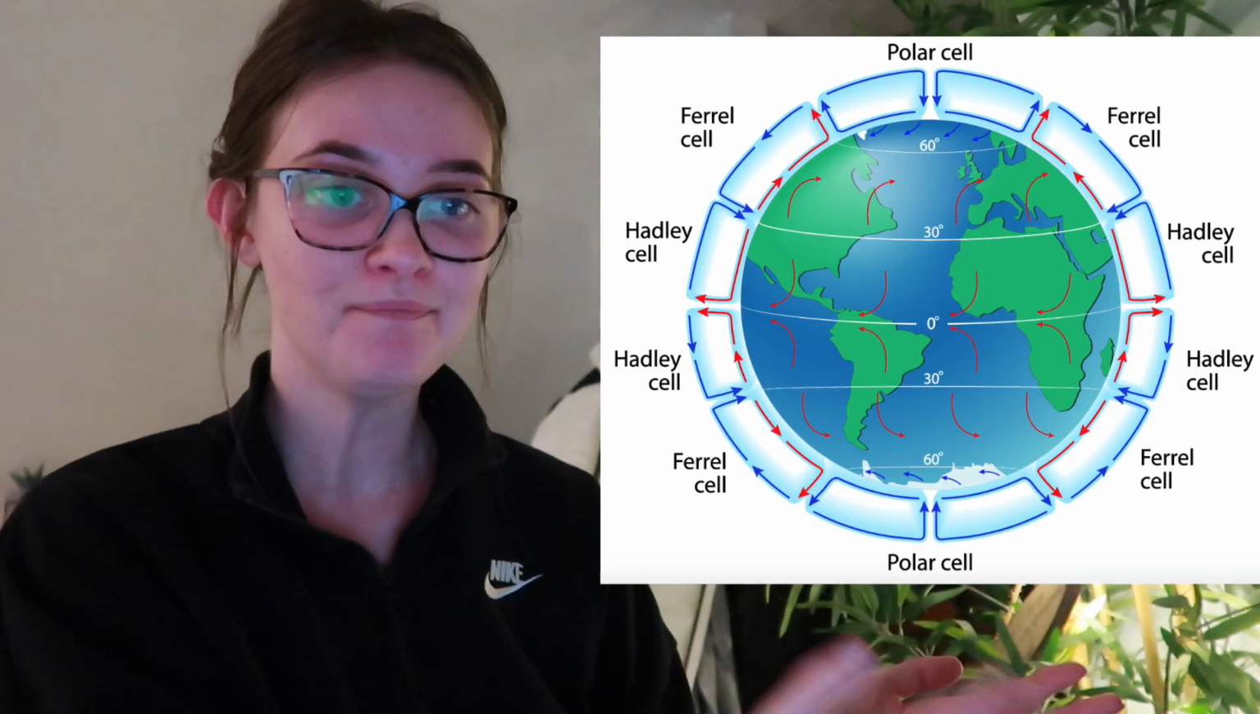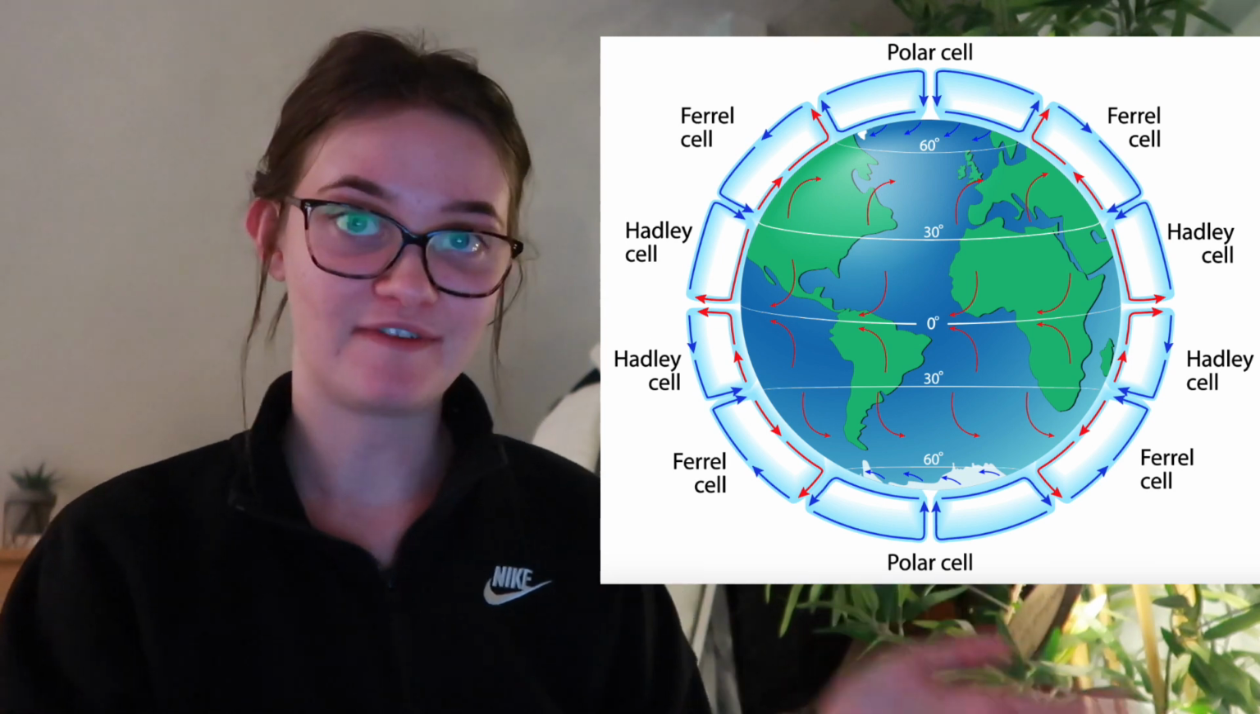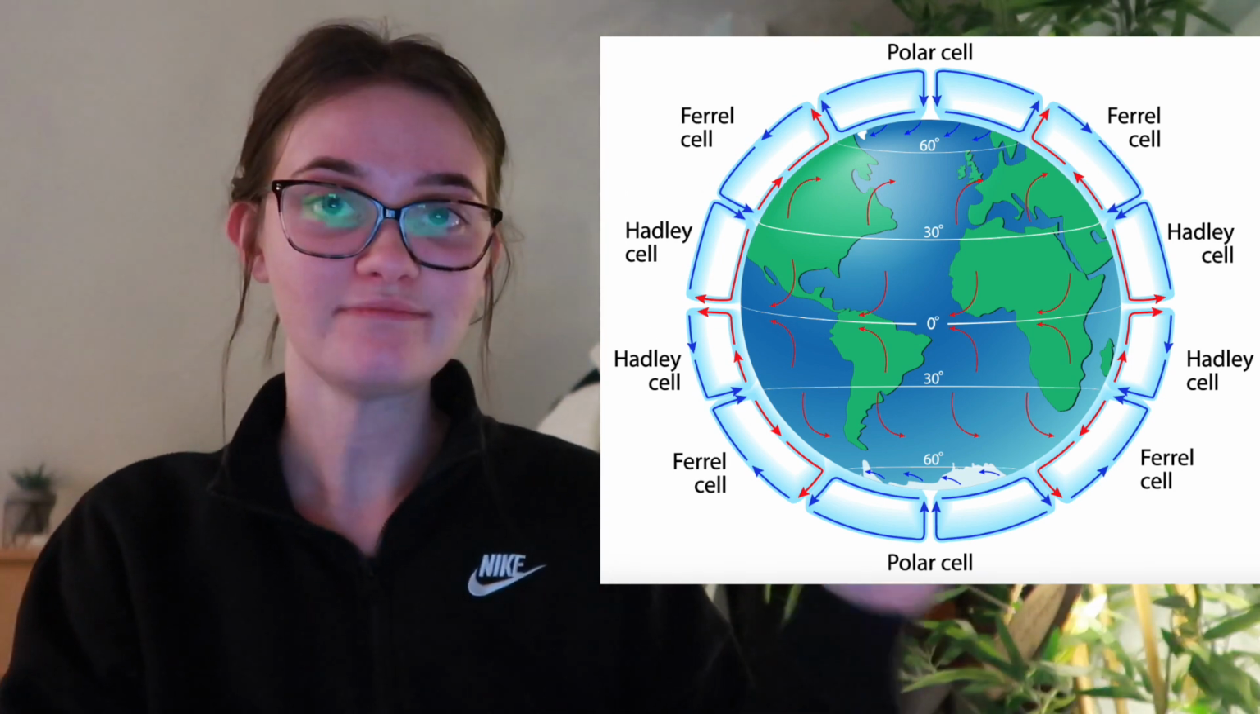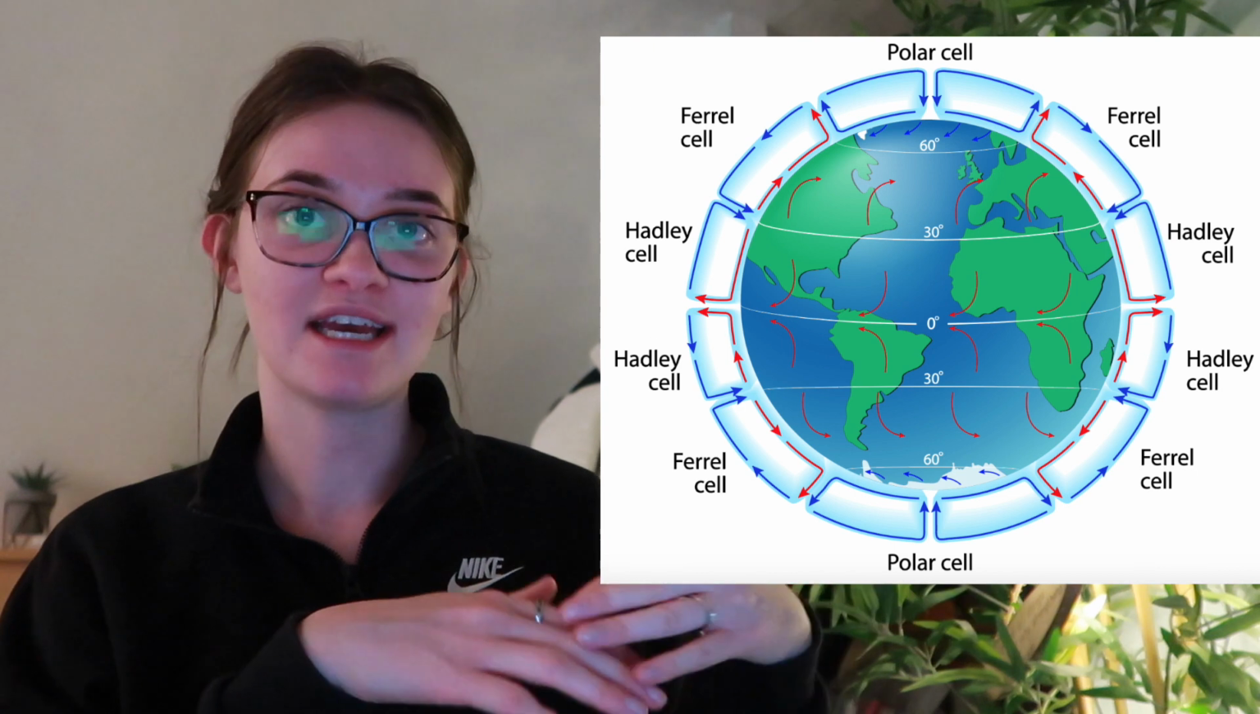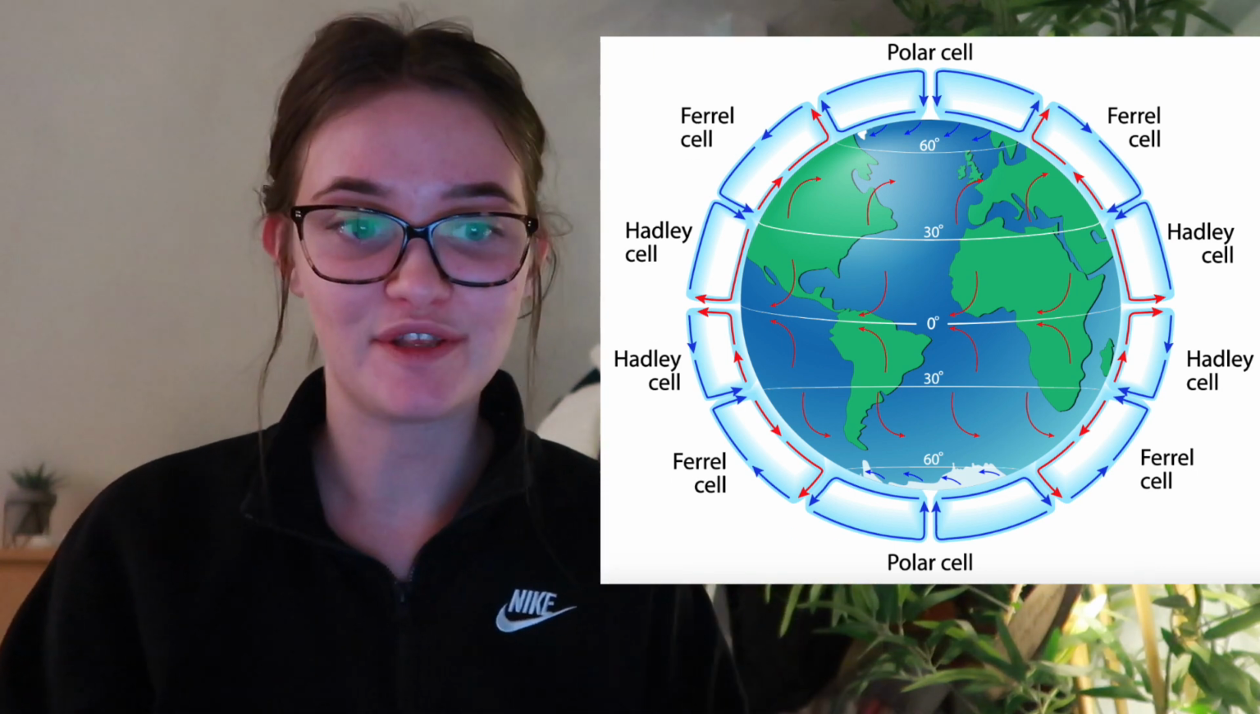So I've just gone and got my A-level notes to explain this a little bit better for you. So I'm going to put this picture on screen here. This is the global atmospheric circulation model. We're just going to focus on the northern hemisphere here because it's exactly the same in the southern hemisphere.